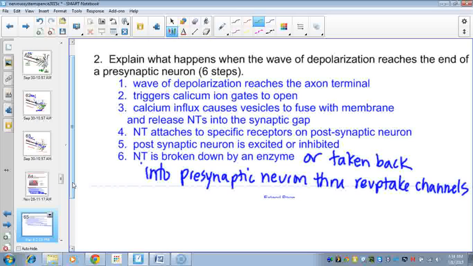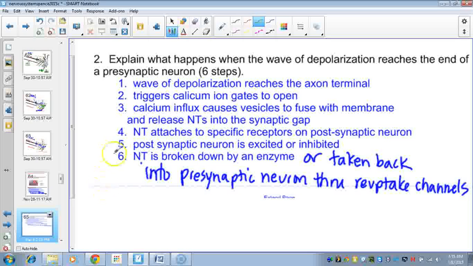Calcium influx, that just means calcium enters and causes the vesicles to fuse with the membrane and release their neurotransmitters into the gap. The neurotransmitters, so that's NT, attach to specific receptors on the postsynaptic neuron. So they travel across the gap and they bind to the receptors on the postsynaptic neuron. And the postsynaptic neuron is going to be either excited or inhibited, depending on what happens.